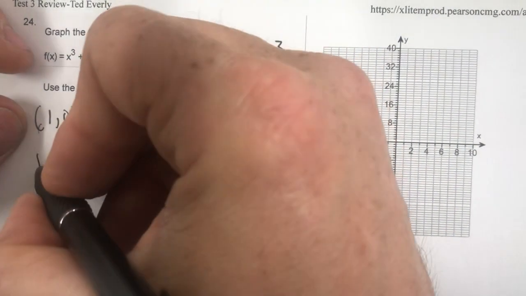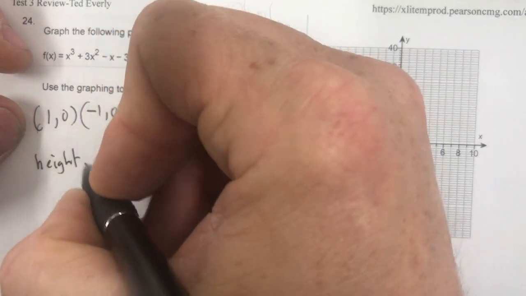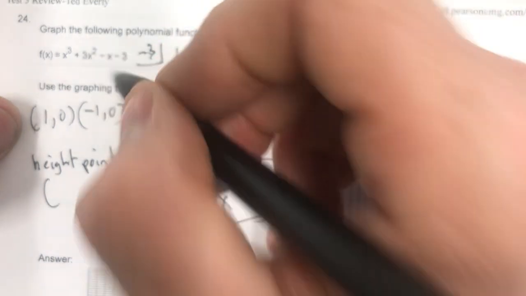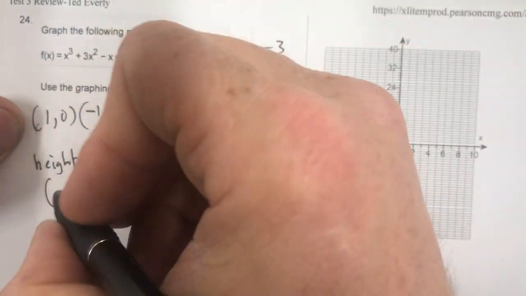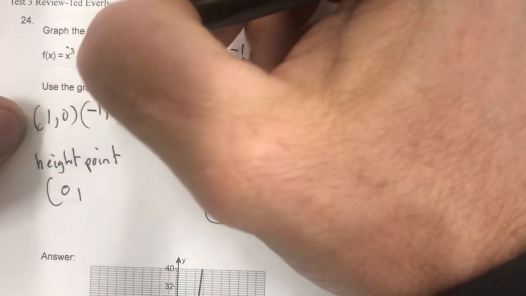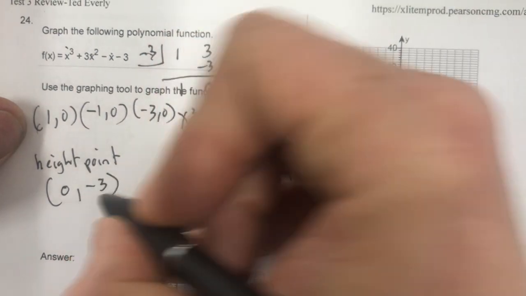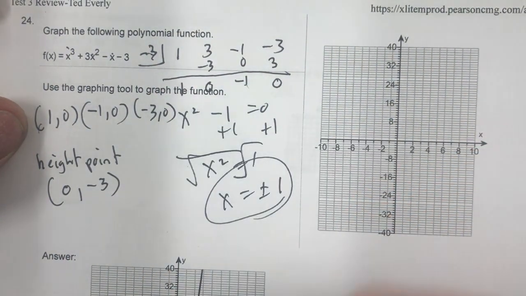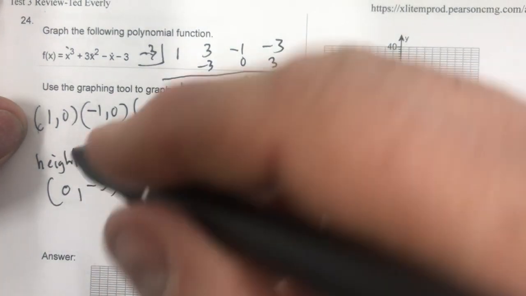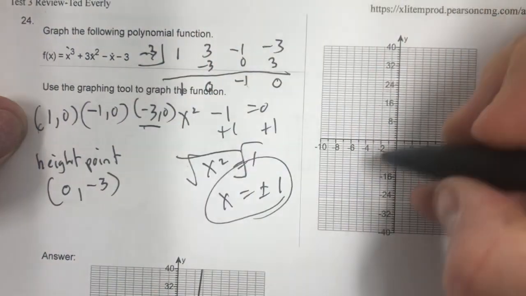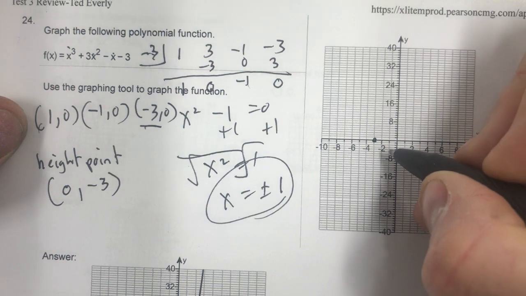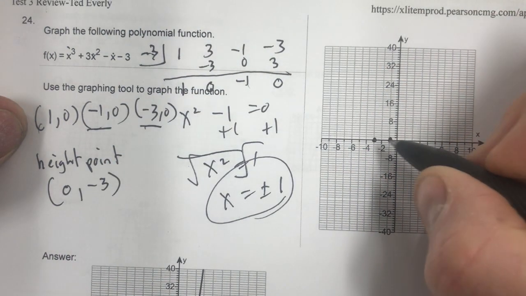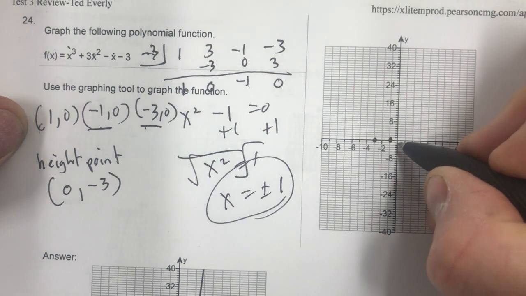I need a height point. All right, so I'm going to do 0 this time. Since 0 is not one of my x's, I'm going to put 0 in, so 0, 0, 0, -3. There's my height point. And so I just plot those on the graph, and it'll graph it for me. But go from left to right. So the furthest to the left would be this one, so I'm going to plot it first. The next one would be this one. The next one would be my height point.